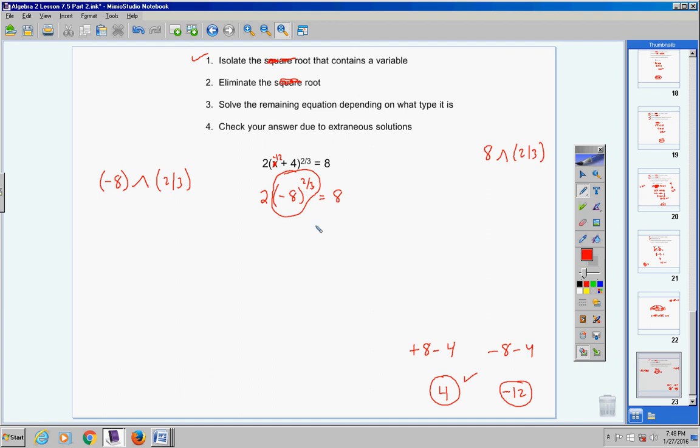Always, if there's parentheses around it, you type it in with those parentheses. That's a very good habit to get into, alright? And you will get 4. So I have 2 times 4 equals 8. 8 equals 8. Check, check. So there's my 2 answers, 4 and negative 12, okay?